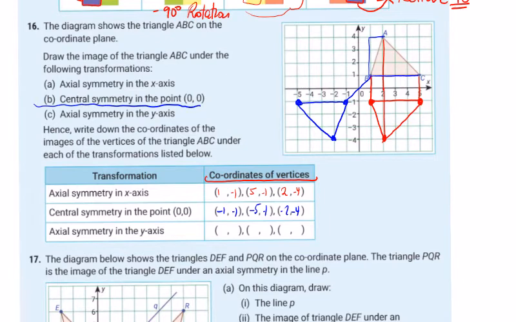And then axial symmetry in the y-axis. If we just pick our points out, we're going to go across 2, so we're going to get to here. B is going to get to here, and C has to go 5, so it's going to end up at -5. So this is my symmetry in the y-axis, and my points are -1, 1, -2, 4, and -5, 1.